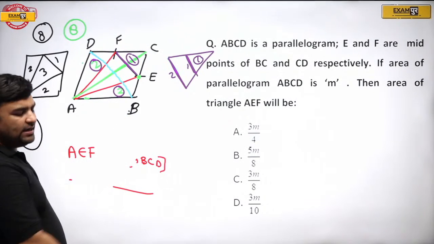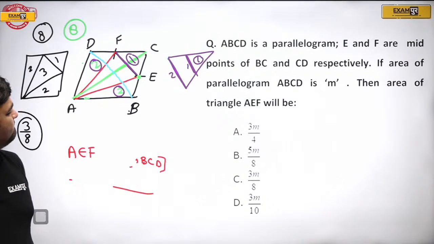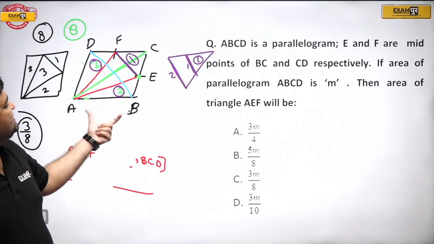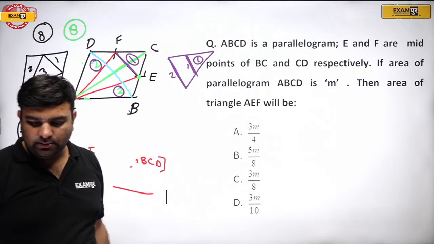Yeah, you can take it. BC. No, if this is 4, this is 2, this is 2, you can take it like this, but not anything else. Not anything else.